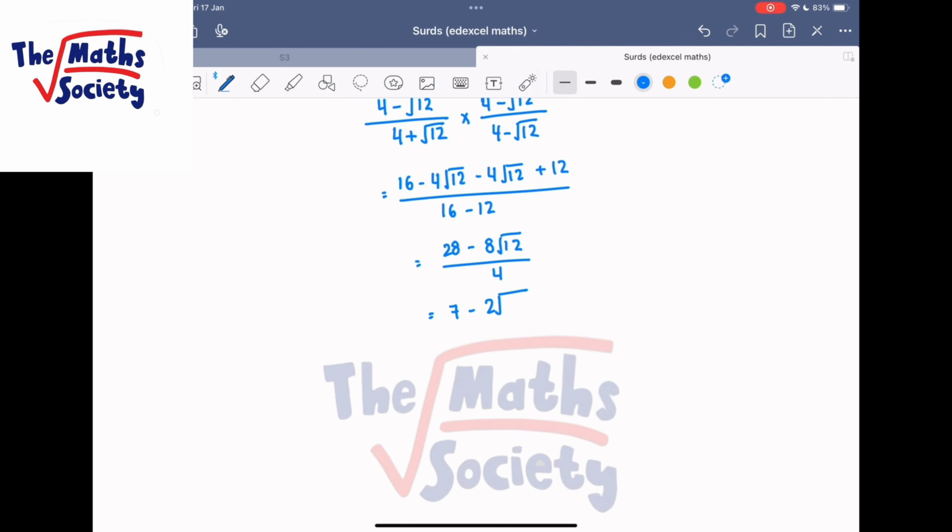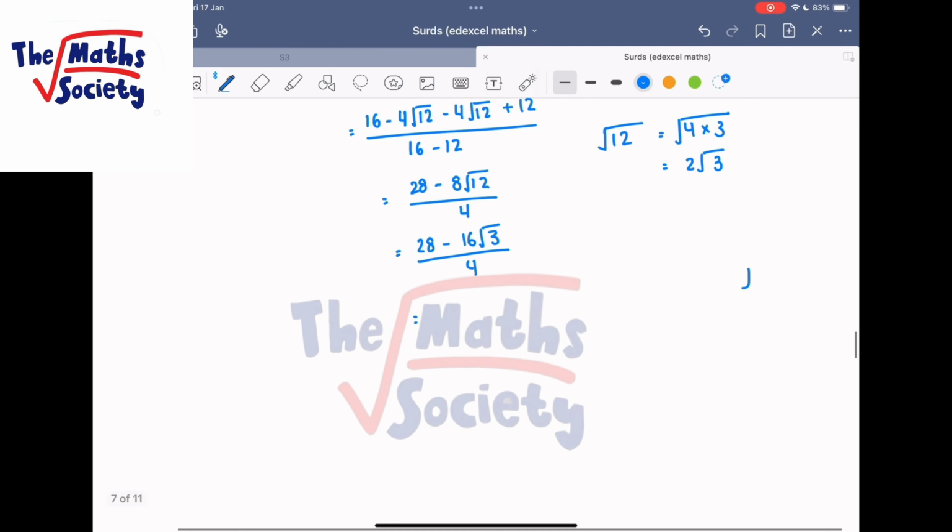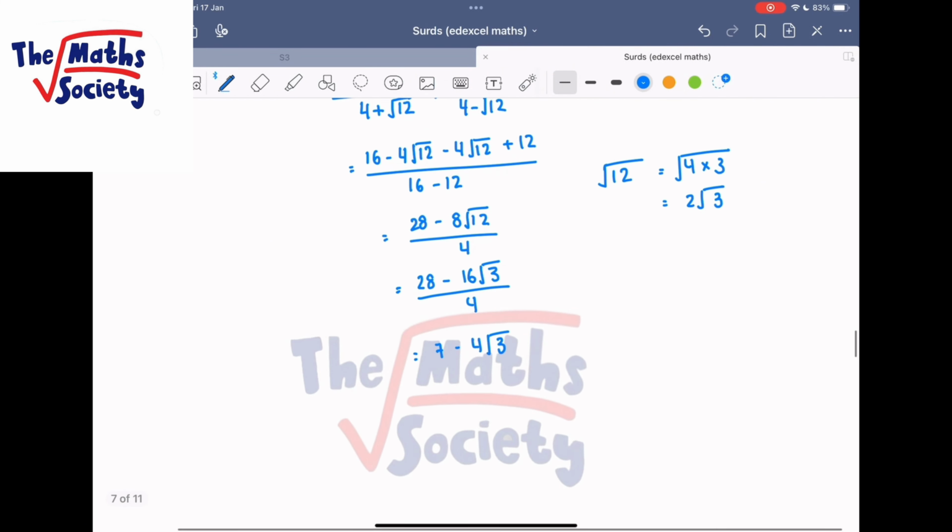Okay, so here we have a root 12 again. So root 12, there's a square number it can be divided by, which is 4, 4 times 3 is 12, right? So which is 2 root 3. So then you can multiply it. So that's going to be 28 minus 8 multiplied by 2 root 3, that's 16 root 3, divided by 4. So now finally we can simplify it. So that should be 7 minus 4 root 3.